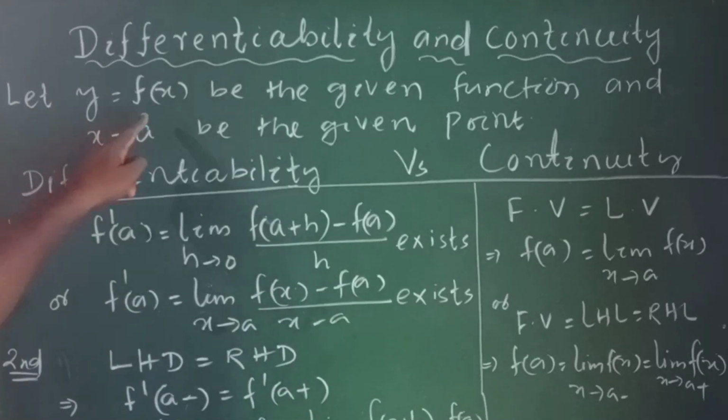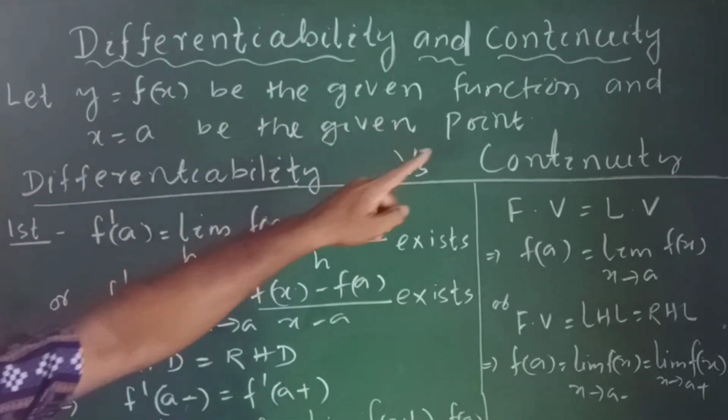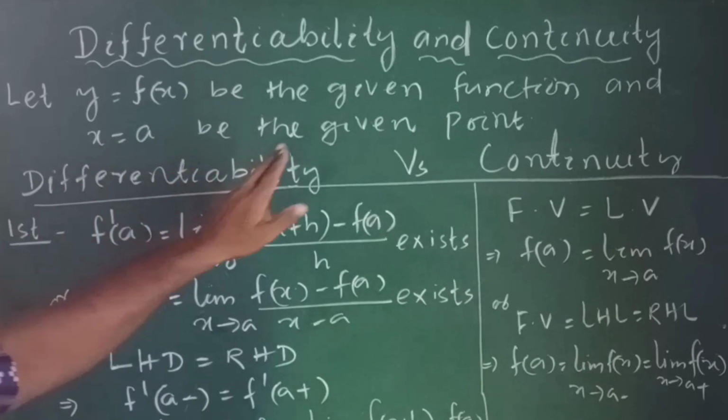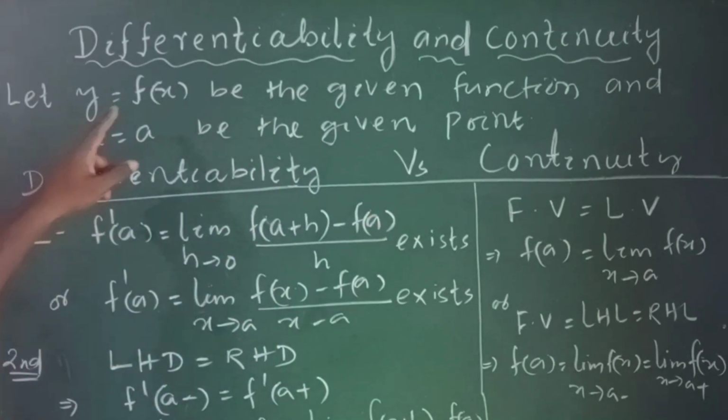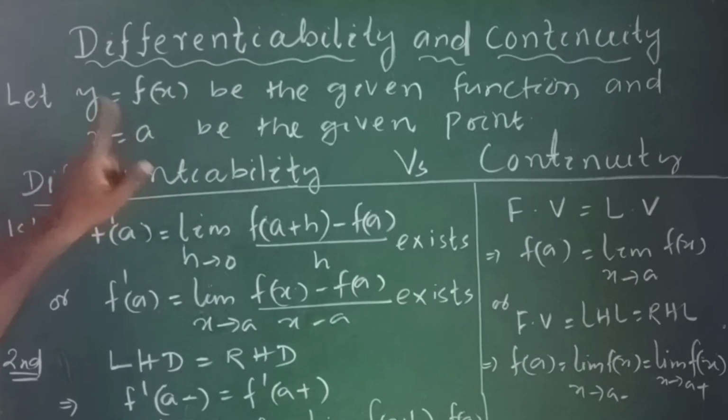Let y is equal to f of x be the given function and x is equal to a be the given point. So we have to test the differentiability and continuity of this function f of x at the point x is equal to a.